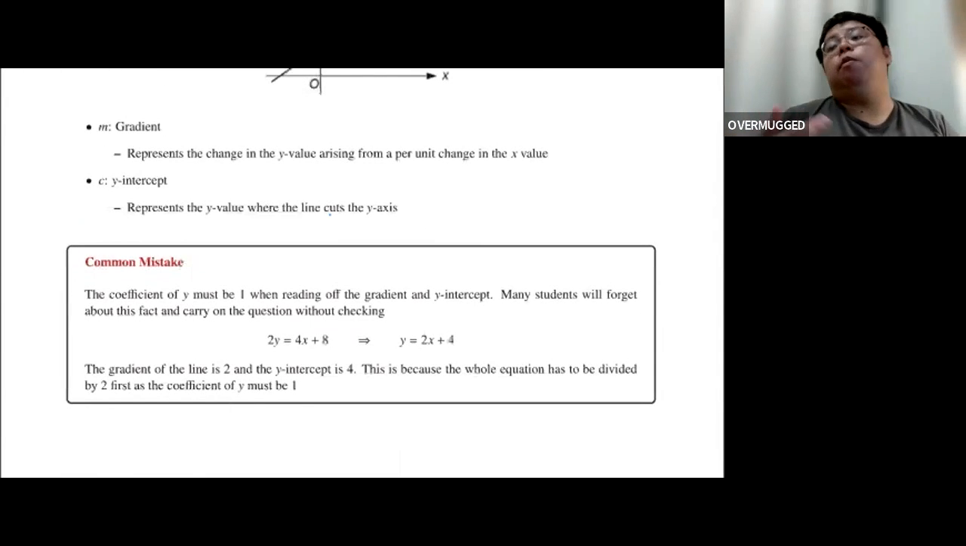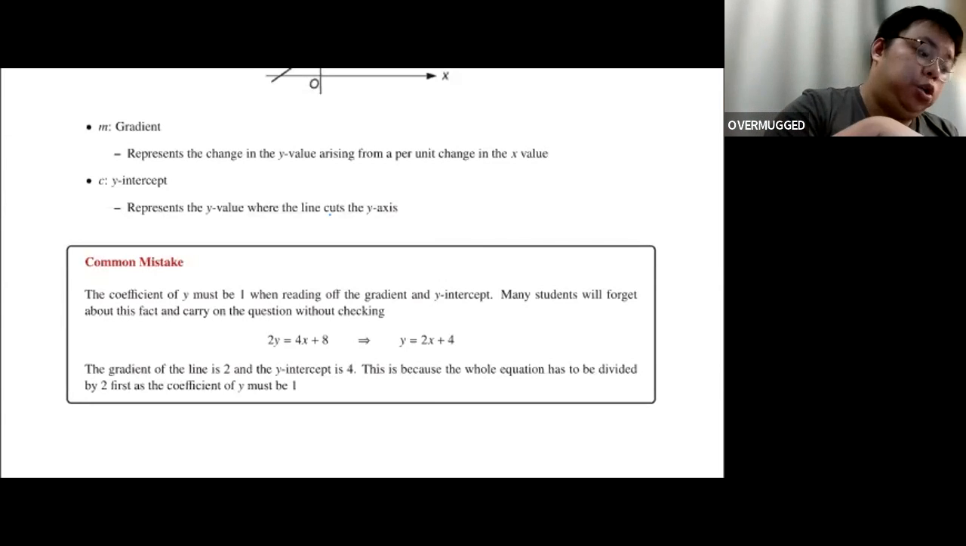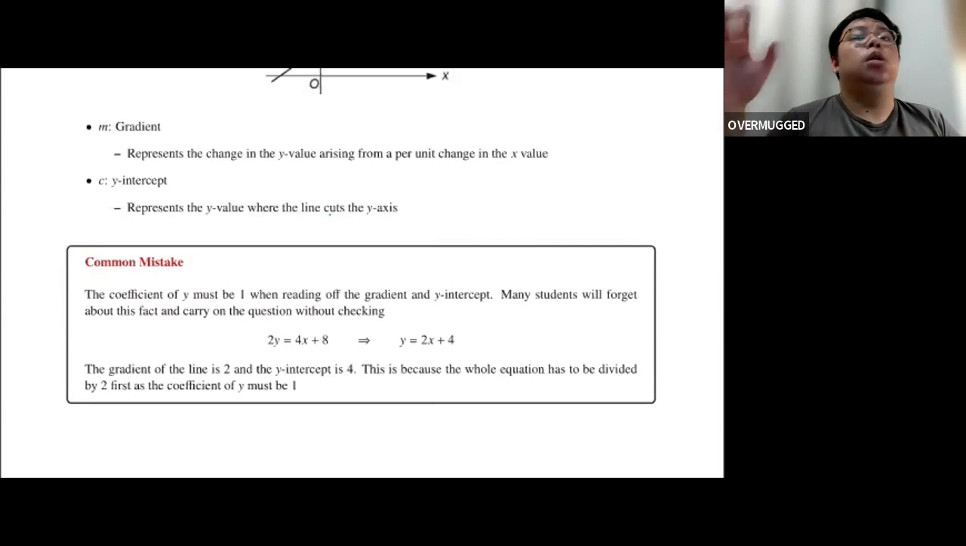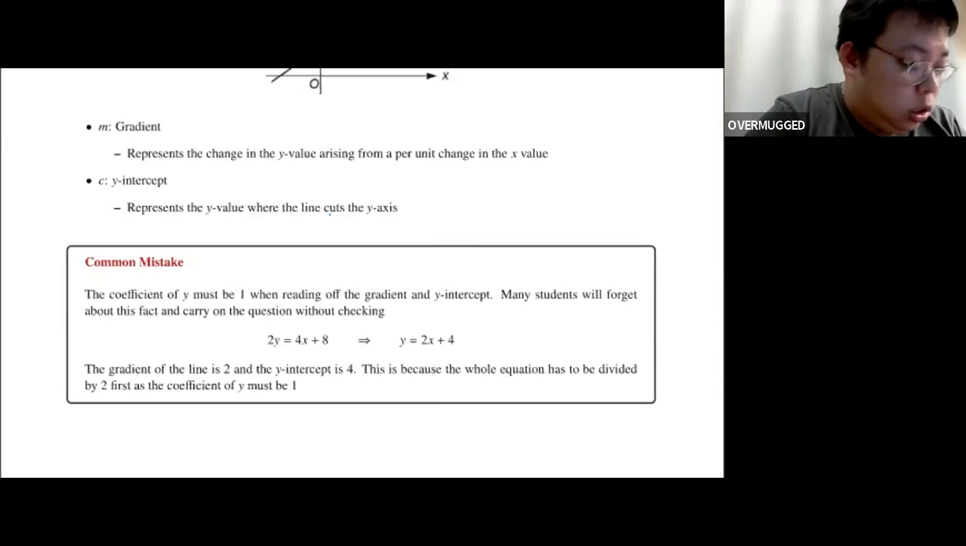One very, very common mistake that many students make, especially in either E-Math or A-Math for this chapter, is that the coefficient of y must be 1. If the coefficient of y is not 1, then you're going to have a very big problem. You need to make sure that you divide whatever value is there down such that you make the coefficient of y 1, so that you can read off your gradient and your y-intercept respectively.